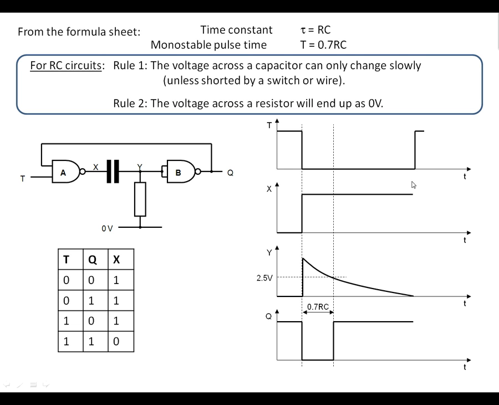Now as soon as T goes high again, we've got a high and a high going into the NAND gate, so the output, which is X, is going to go low. X dropping by 5 volts will mean that Y will drop by 5 volts, but the diode on the input of the logic gate will clamp that, and then there's no change at Q. So it doesn't matter whether it's a long pulse or a short pulse, Q will always go low for 0.7 RC seconds.